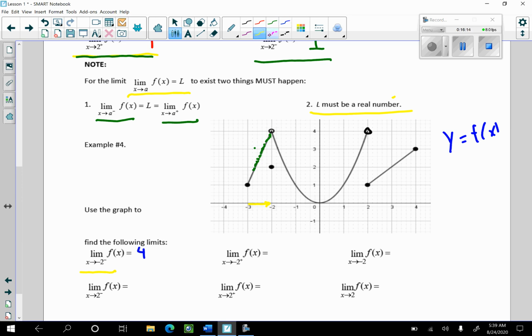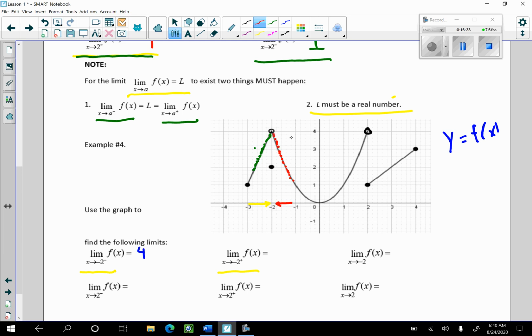And let's go with this limit. The limit as x goes to -2 from the right. And now I'm going this direction. I'm approaching -2 from the right. Here are my y values associated with that. And as I approach this, what's happening? My bug is crawling up the graph.